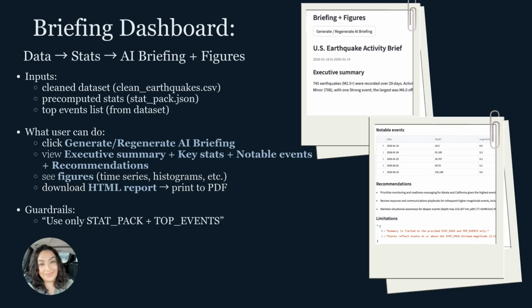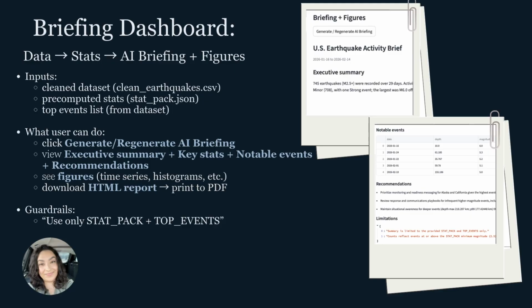All right, so let's discuss the briefing dashboard tab. So essentially what it does is that it loads the cleaned earthquake dataset and a pre-computed stat pack that summarizes the time window, counts, magnitudes, depths, and regional patterns. So when the user clicks generate, we send the model the stat pack plus a curated list of top events and ask it to return strict JSON with specific keys like executive summary, key stats, notable events, and recommendations. The charts are generated from our data, and the app supports exporting a single file HTML report that can also be printed to PDF.